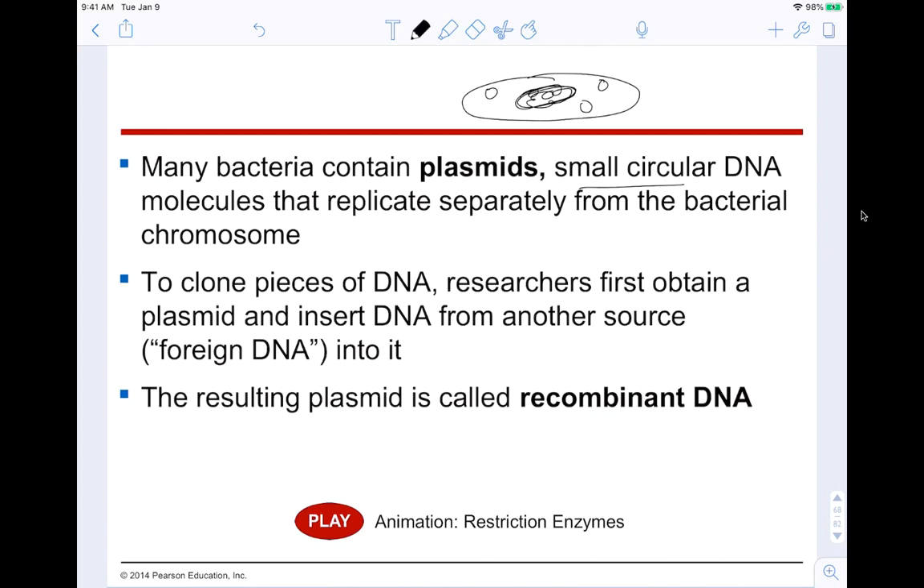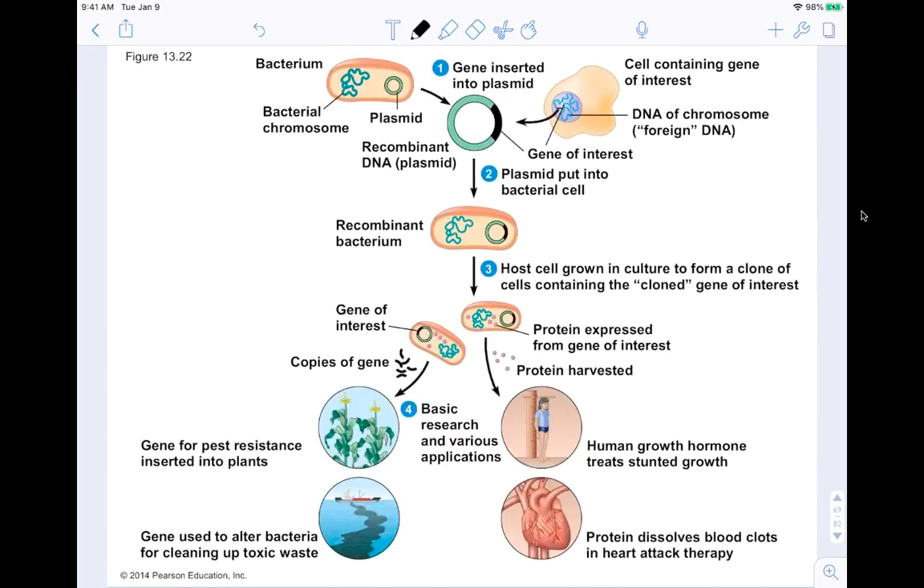And then the resulting plasmid is called recombinant DNA. So essentially, you can isolate these little plasmids. You can insert your desired DNA and then reintroduce it to bacteria. So then they'll pick that up with the new genes in it, and then they'll start making whatever proteins are associated with those genes. So that's essentially what's happening here.